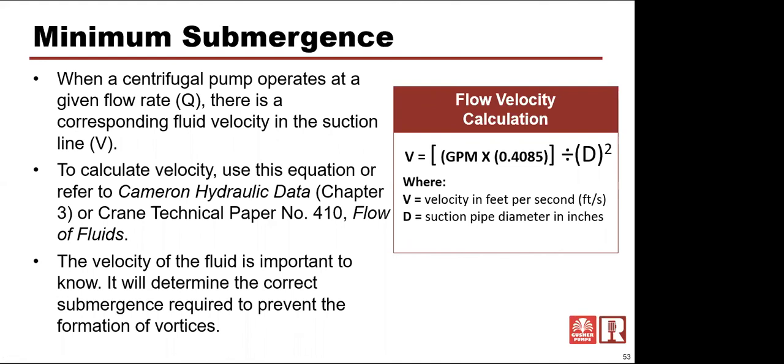Okay, so I said that this is all a calculation, and it's in the Cameron Hydraulic Data book. If you have that, or the Crane technical paper about flow of liquids, you can calculate the velocity pretty easily. Velocity is a matter of this formula right here, where you have velocity in feet per second, the diameter is the suction pipe diameter, and whatever the gallons per minute is. You can work out what that velocity is going into a pipe. And then there are charts that show you how much minimum submergence you need.